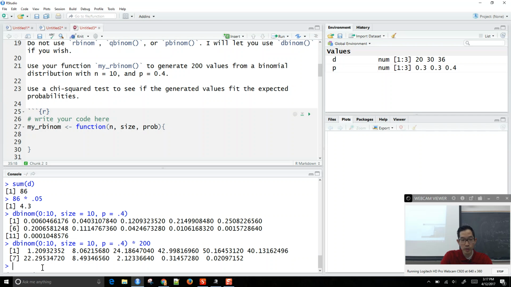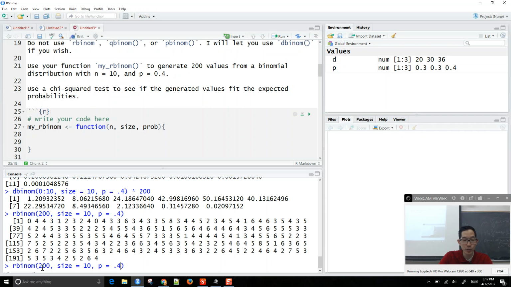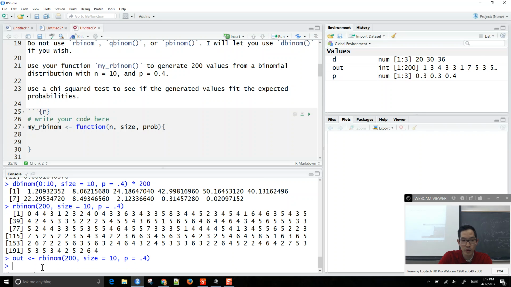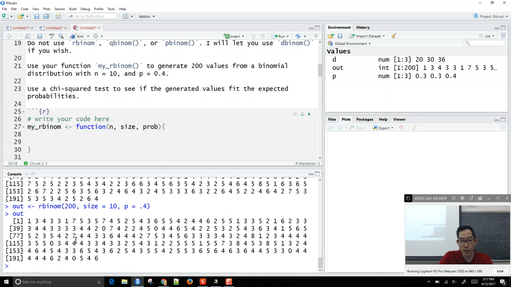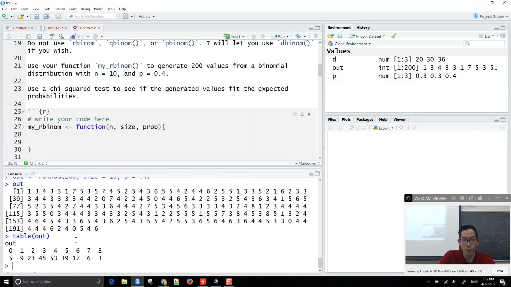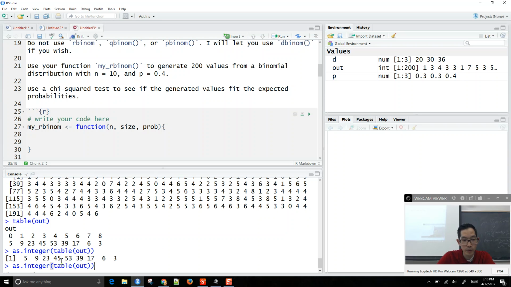Yeah, so here, let me just do this. So I'll do rbinom. I want 200 values. Size is equal to 10, and p is equal to 0.4. Okay, so this is my output. So this is a new set of output. Okay, and then I can just tabulate the output. Okay, and so I have 0 happened 5 times, 1, 2, 3, 4, 5, 6, 7, 8. And so for this to work, I would have to, probably as.integer. We'll have to do this.